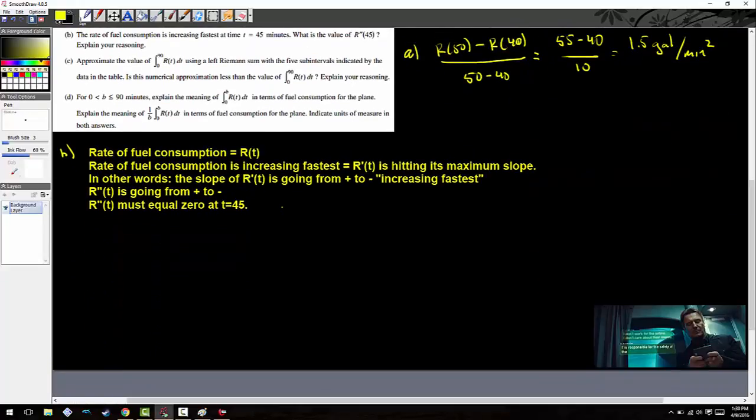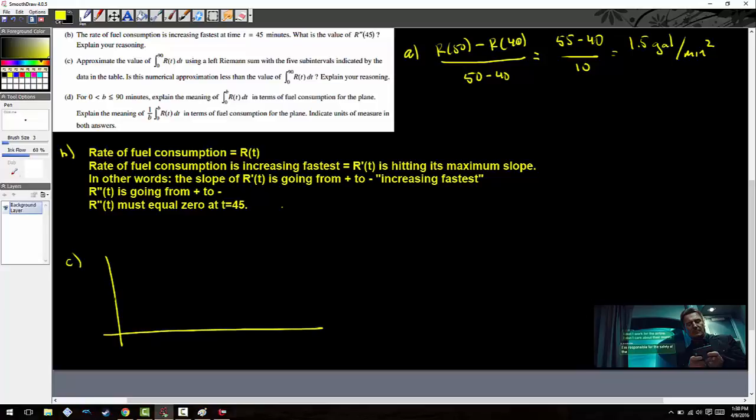Okay, part C. Approximate the value of the integral from 0 to 90 of r of t dt, using a left Riemann sum with 5 subintervals indicated by the data in the table. Is the numerical approximation less than the value of the actual integral from 0 to 90 of r of t dt? Explain your reasoning. Okay, we've encountered questions like this before, so I'm going to go ahead and just draw this out.